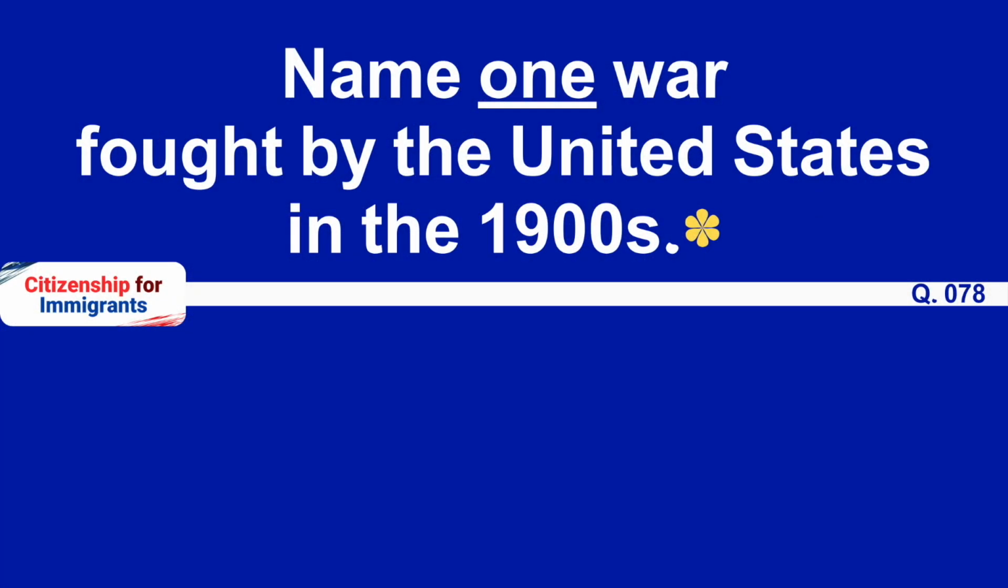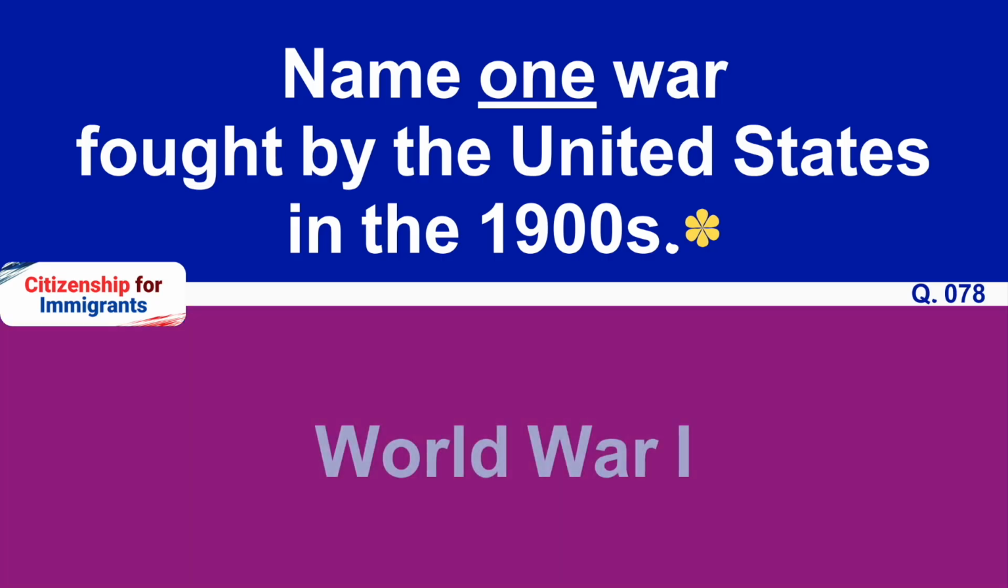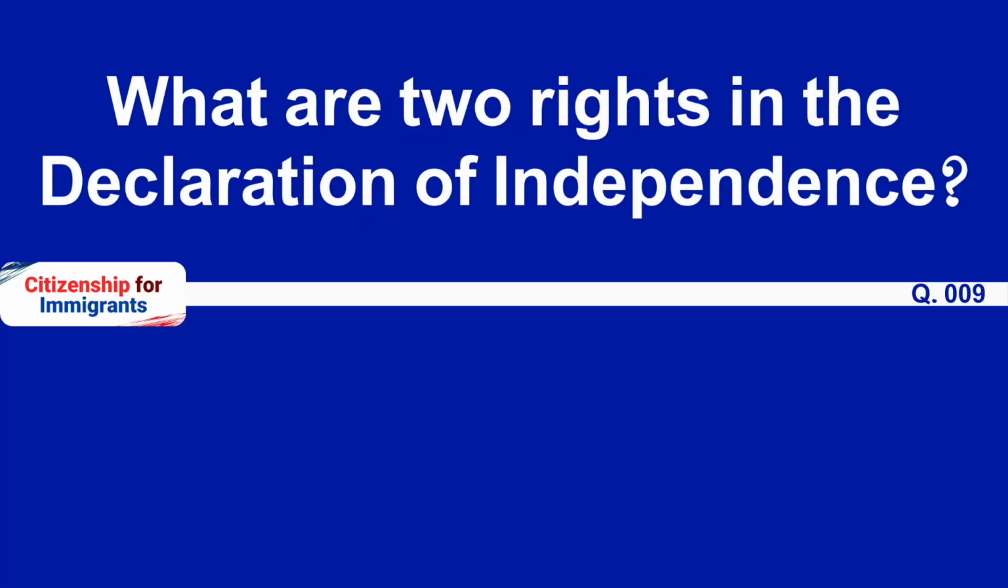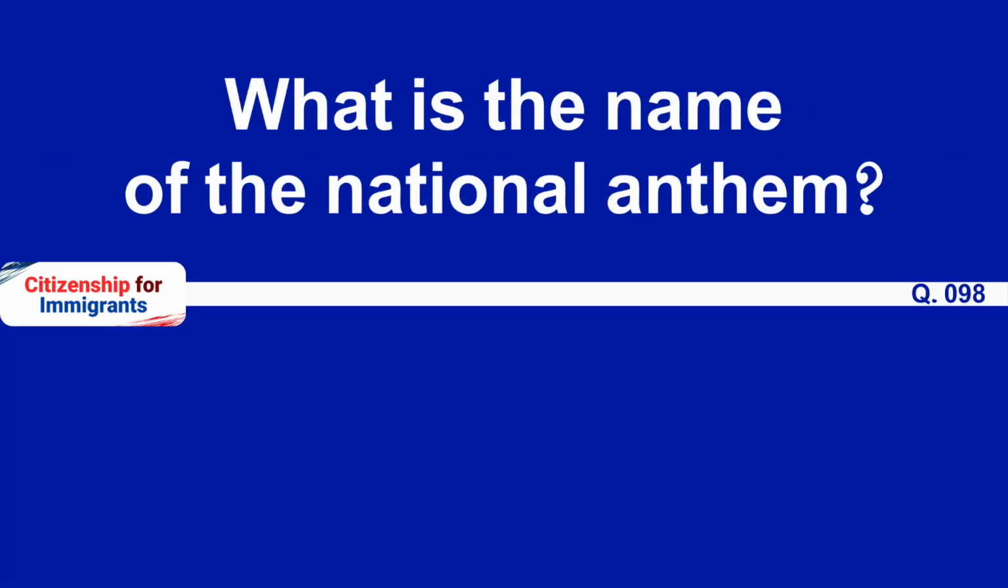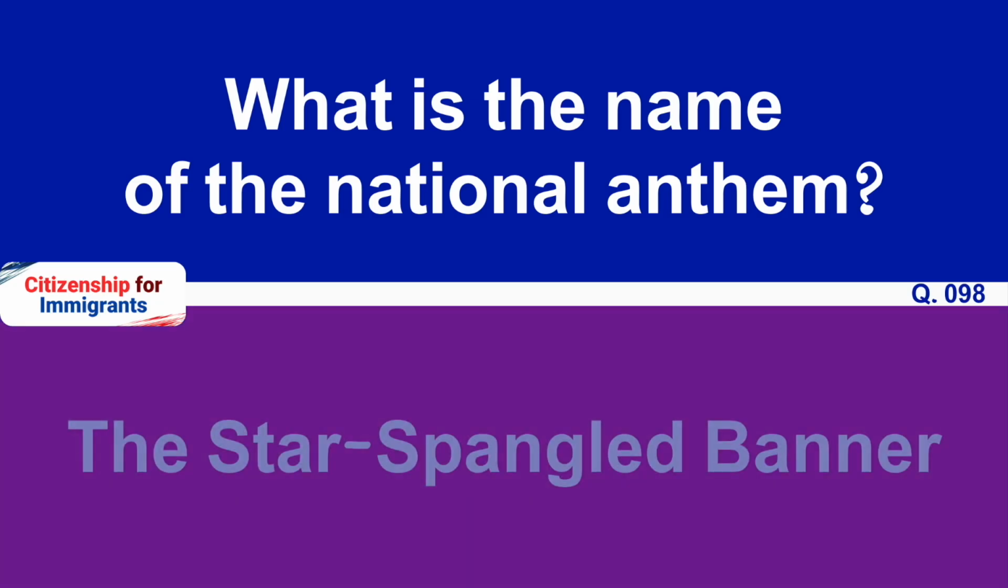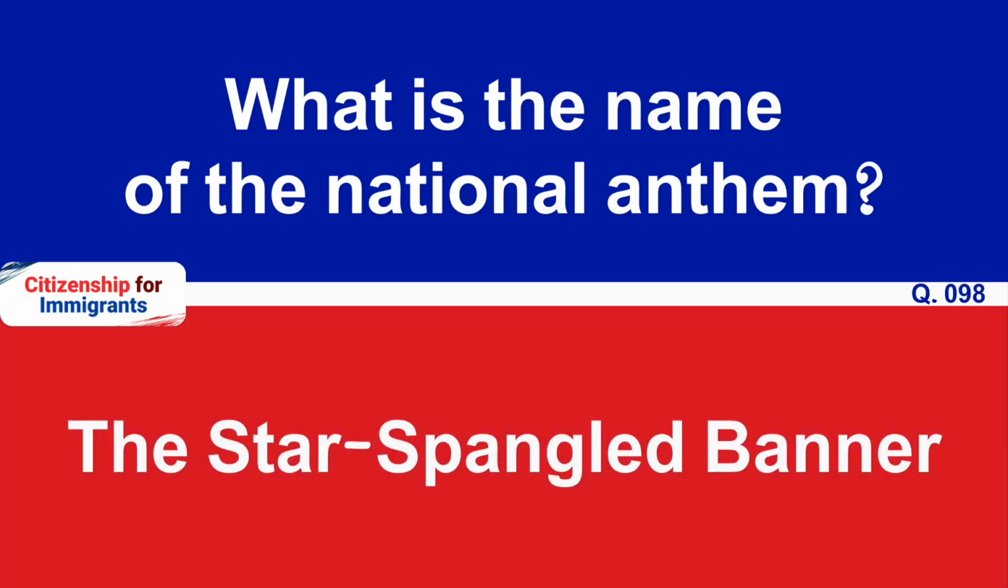Name one war fought by the United States in the 1900s. World War I. What are two rights in the Declaration of Independence? Life, liberty. What is the name of the national anthem? The Star-Spangled Banner.